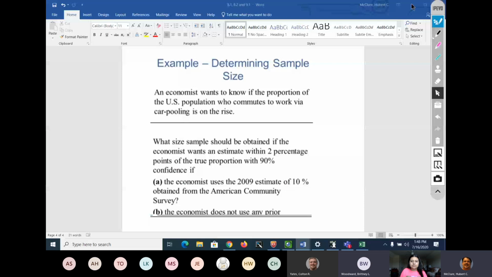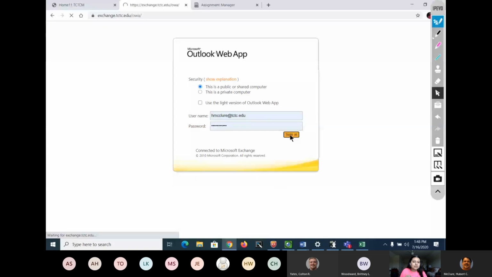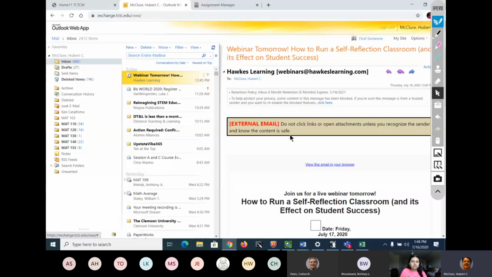Hubert, I have a question. Yes. If you're looking at a poll and it says the margin of error is plus or minus like a percentage, what does that mean? That's the margin of error. That means that it's good within, if it says, hold on.